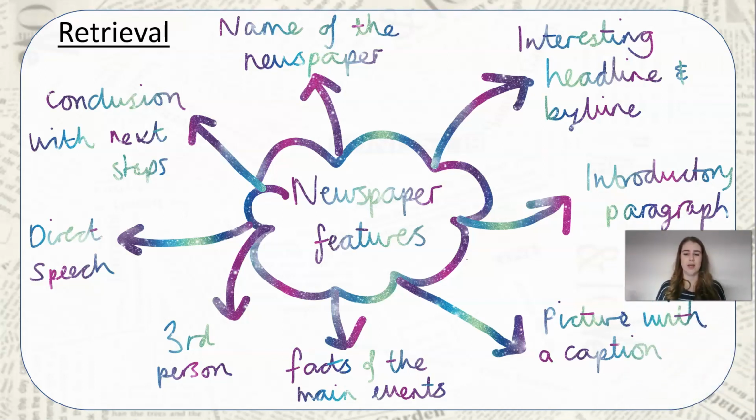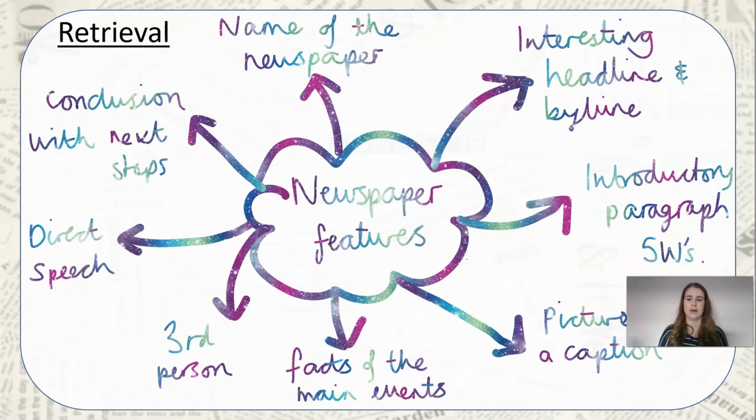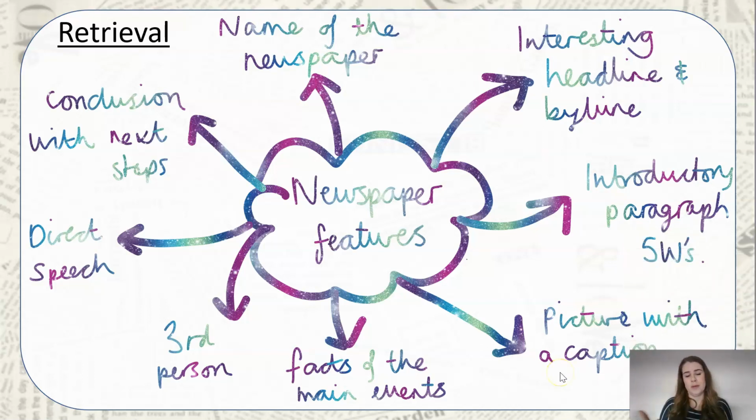Okay, so that's usually a picture that's relevant to our story or newspaper. Then we have the facts of the main event, that's the main body. And within that main body, we have our third person and we have our direct speech. And then at the end of our newspaper, we have our conclusion with the potential next step. So well done if you remembered all of those newspaper features. And we're going to have a go at doing some of those as we work through the week.